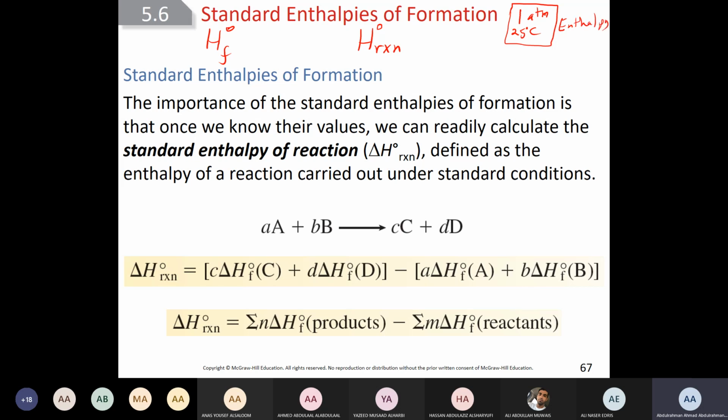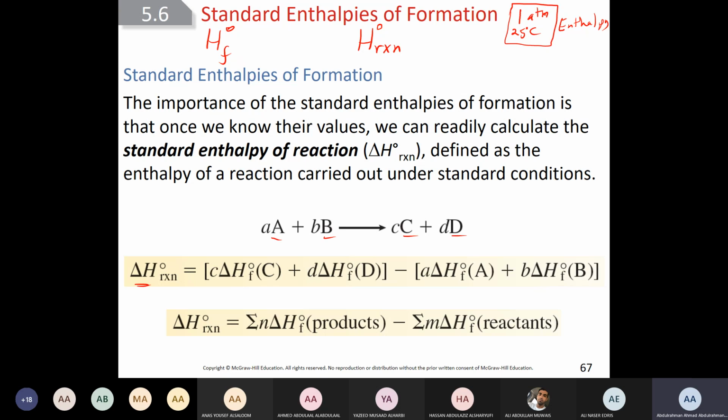You remember STP? Is this STP? No. What's STP? 1 atm and 0 Celsius. This one is 25. Don't worry about it. What I care about, as I said, is that the heat of formation for many compounds has been calculated. So if I have a reaction like this one, I have the heat of formation of A, B, C, and D. How can I find the heat of reaction?